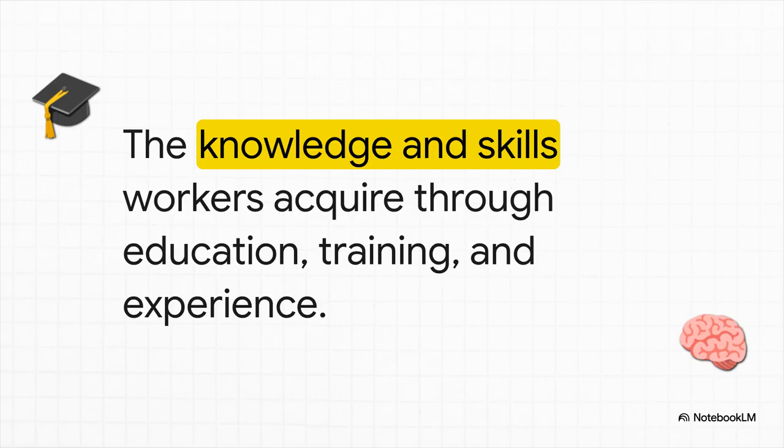Next, ingredient number 2, human capital, or H. Now, this isn't about the tools in a worker's hands. It's about the knowledge and skills inside their head. It's the education, the job training, the on-the-job experience. A population that's well-educated and well-trained is going to be a highly productive population.